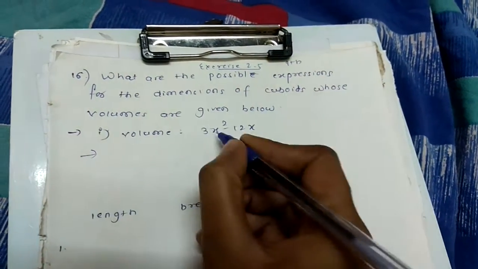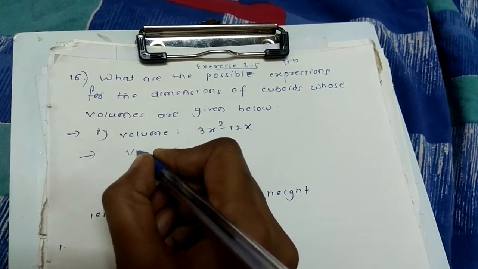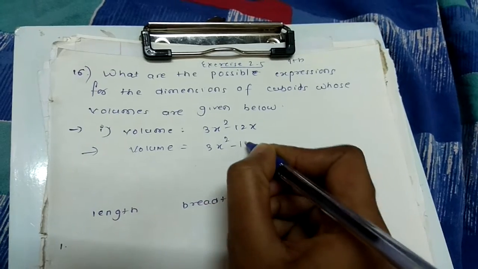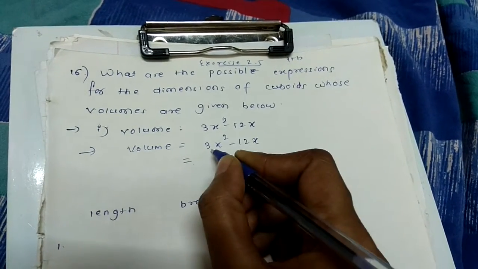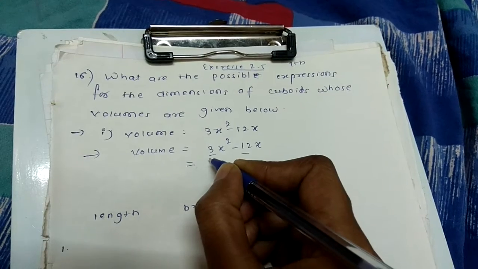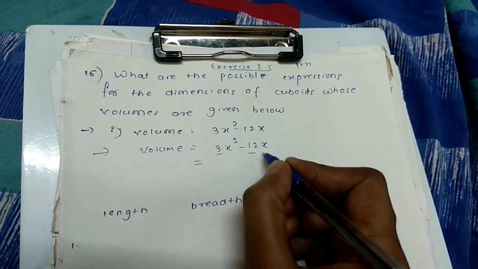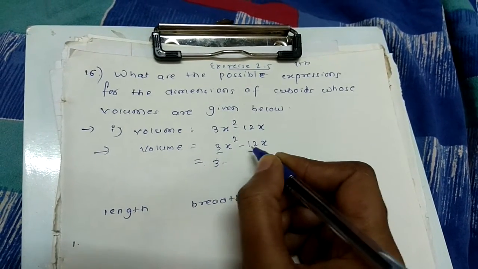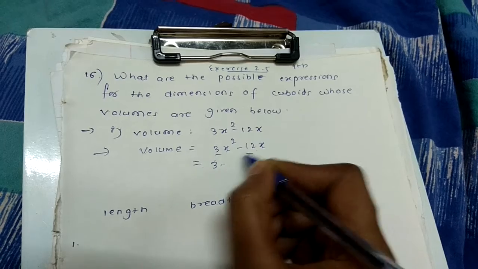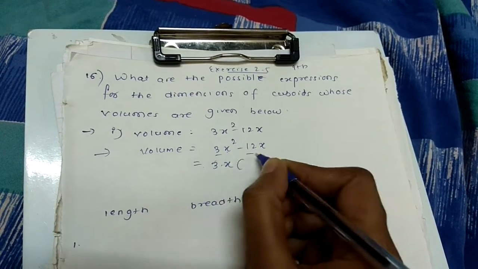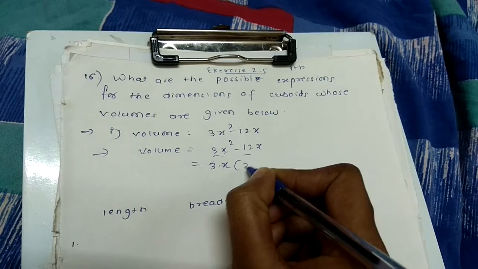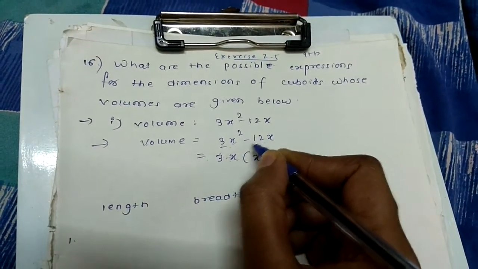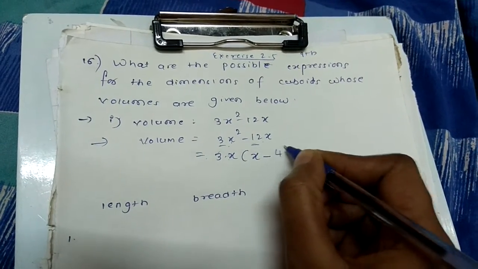So let us start. The volume of the cuboid equals 3x square minus 12x. We can factorize this and write the volume as a product of three factors. 3x is common from both terms. 3x goes out, so x will remain. Minus 12: 3 times 4 is 12, so 3x goes out and x minus 4 remains.